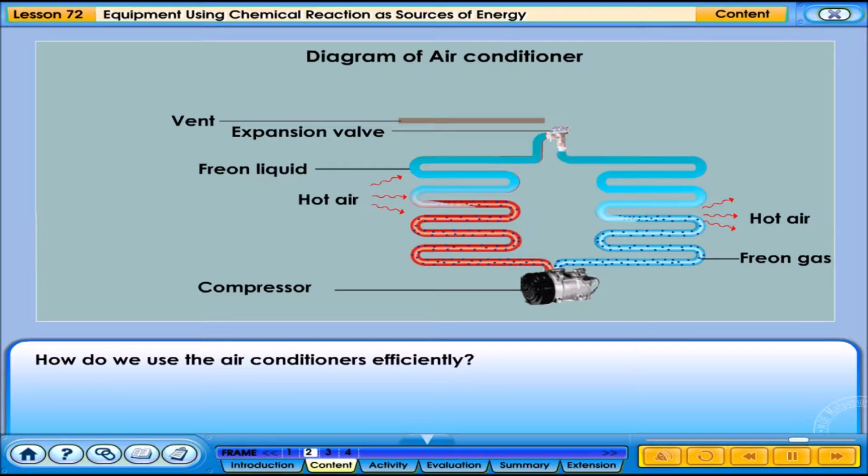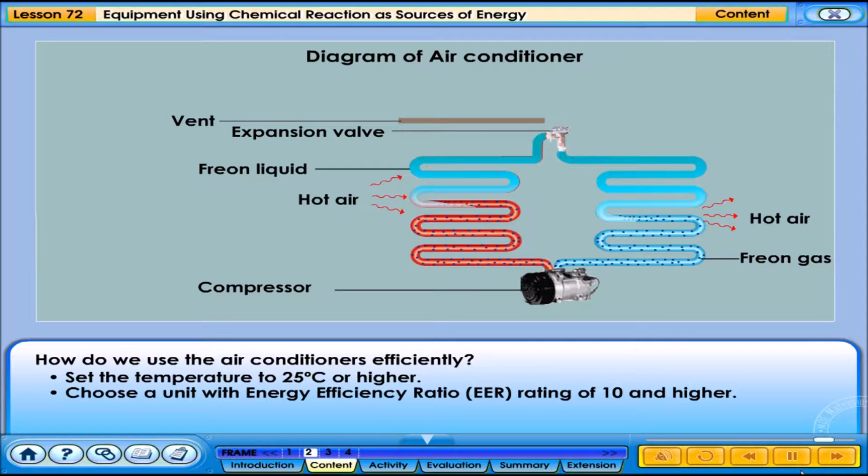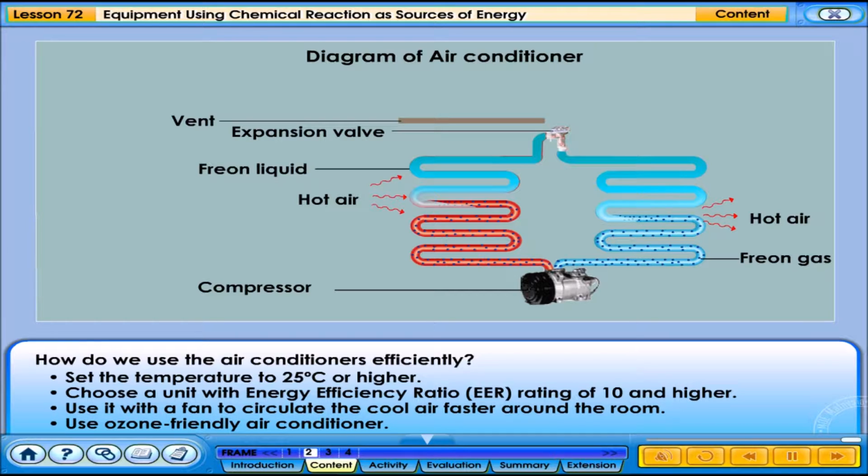How do we use the air conditioners efficiently? Set the temperature to 25 degrees Celsius or higher. Choose a unit with Energy Efficient Ratio, EER, rating of 10 and higher. Use it with a fan to circulate the cool air faster around the room. Use ozone-friendly air conditioner.